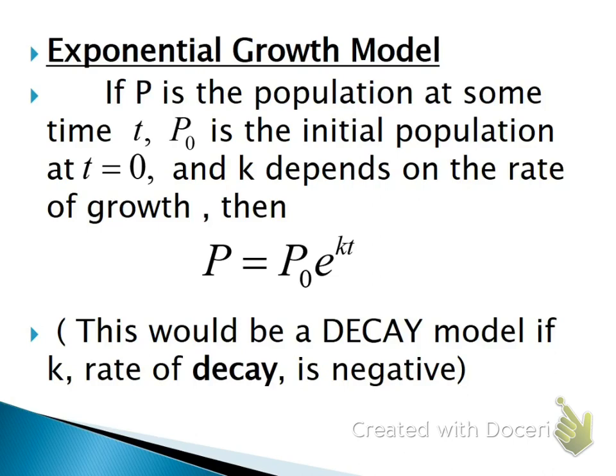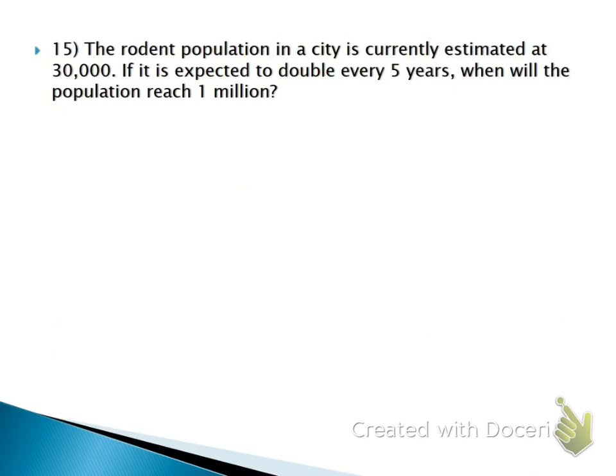All right, so exponential growth is initial, that stands for initial, times e raised to the kt, where k is a constant, the percent of growth. A lot of times you see that with r. Didn't I teach you the continuous growth for money to be P-E-R-T because it said per? Same thing. So look at this real life situation. The rodent population in a city is currently estimated at 30,000. If it is expected to double every 5 years, when will the population reach 1 million?